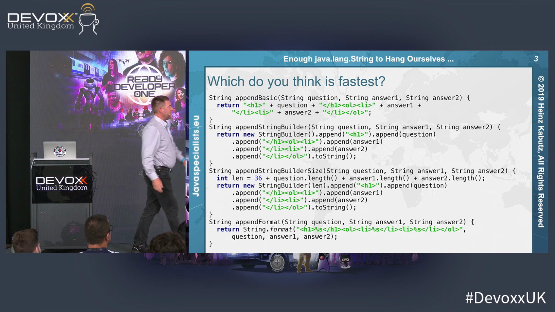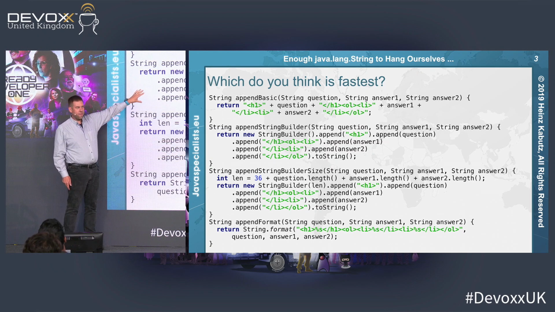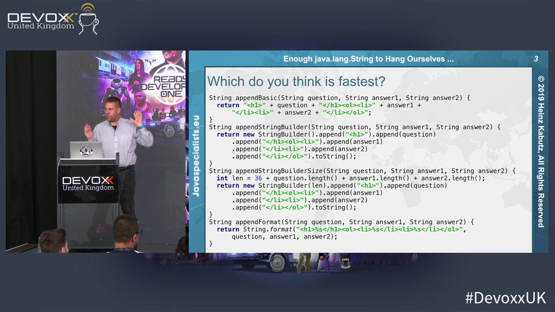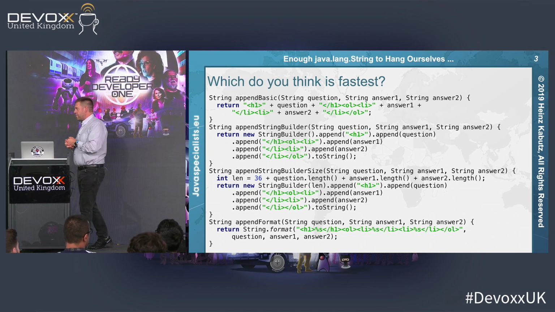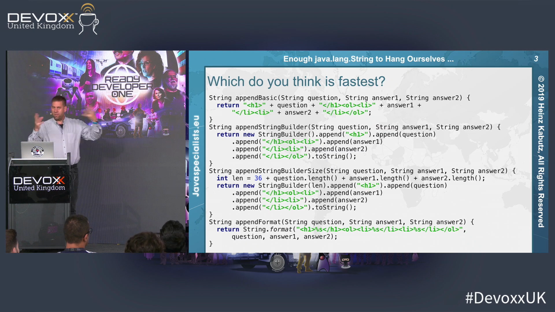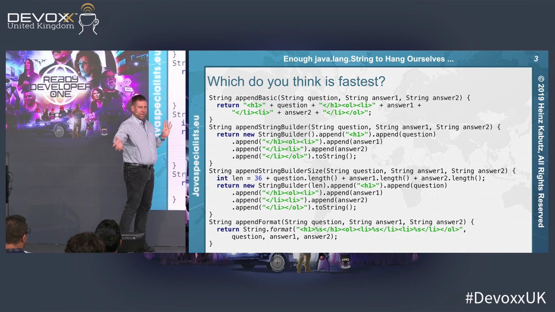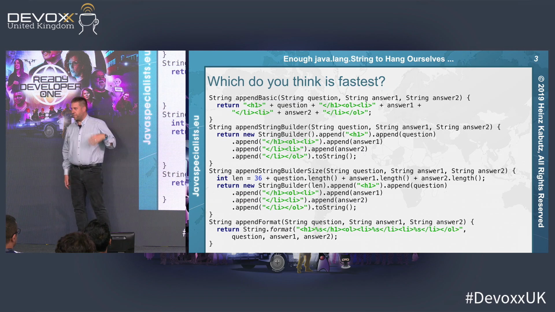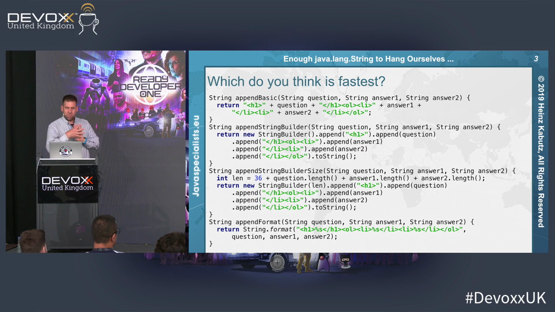Who says that append StringBuilder is the fastest way of doing it? 1 only. 2, 3, 4, 5, 6, 7, 8, 9, 10, 11, 12. Great. Who thinks that the third one is the fastest? And let me just explain that before we ask the question. Basically, when you make a string builder, you're constructing an array of size 16, and then whenever you run out of space, you make it bigger and bigger and bigger. So with the third one, you're upfront what the size is going to be, and then you don't have to grow the array.